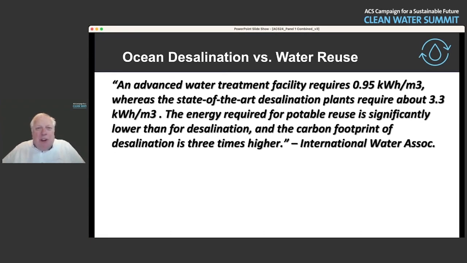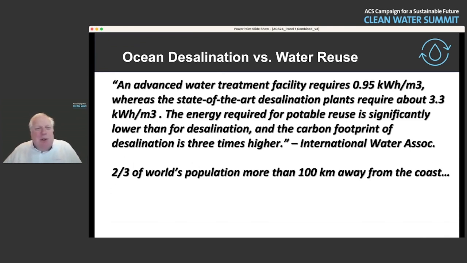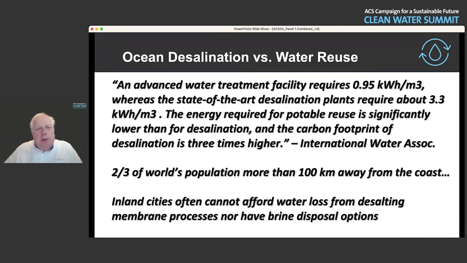And I'm looking forward to hearing our panelists speak about this. According to the International Water Association, an advanced water treatment facility might be at, say, 1 kilowatt hour per cubic meter, whereas state-of-the-art desal plants are somewhere around 3. I know there are some that are lower, but still around 3 times the energy requirement of a typical advanced treatment facility. And remember that 2/3 of our population don't live near the coast, so a lot of people might be challenged to use ocean desal.